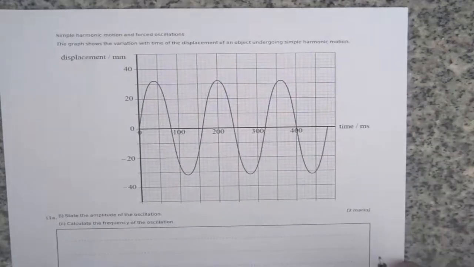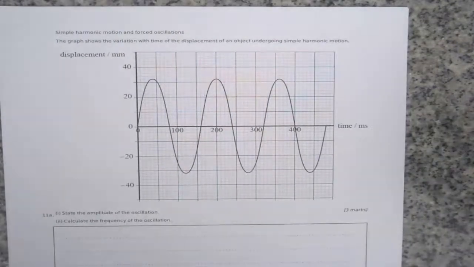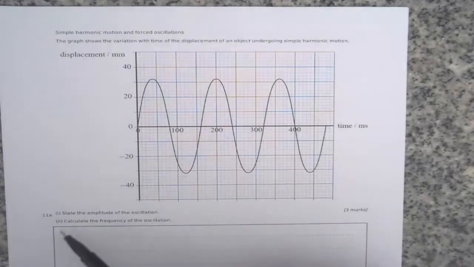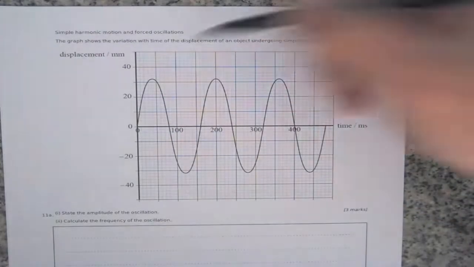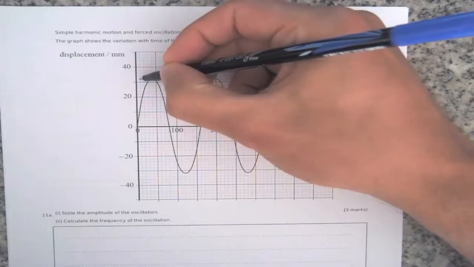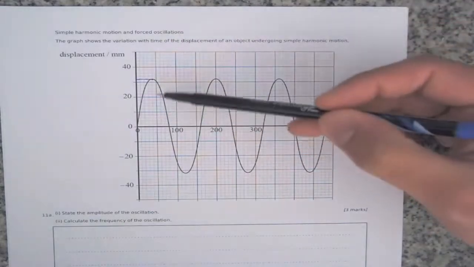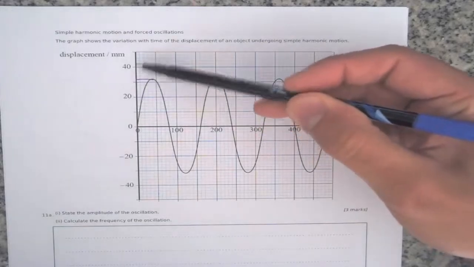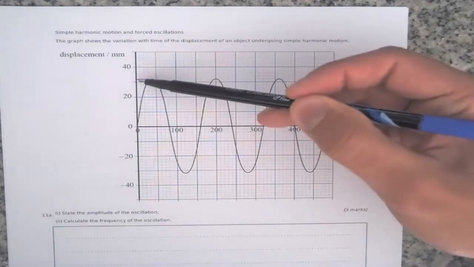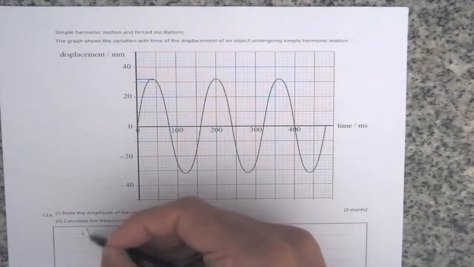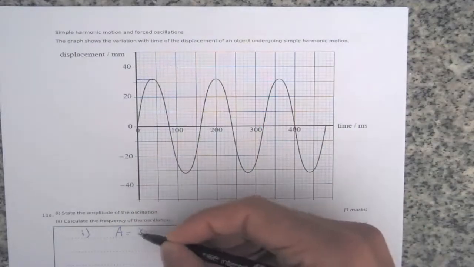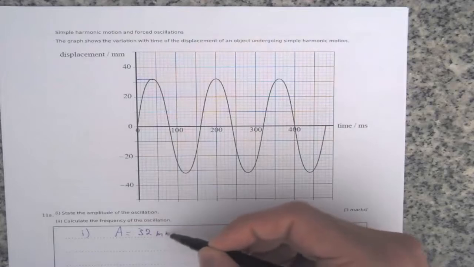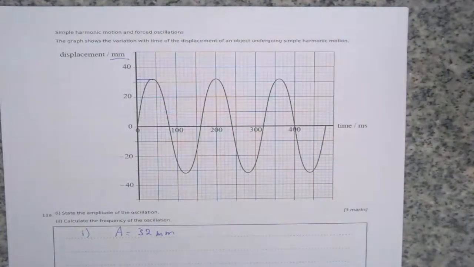The next one says that the graph shows the variation with time of the displacement of an object undergoing simple harmonic motion. Number 1, 11A1, state the amplitude of the oscillation. Of course, here you have displacement against time, so you can easily see the amplitude, and it's all the way up here. Now here you have to be careful, you need to count the squares correctly. You see here it's 30, and you have 5 squares between 30 and 40, so each square is 2. So the amplitude for the one is 32 millimeters. Be careful with the units here.